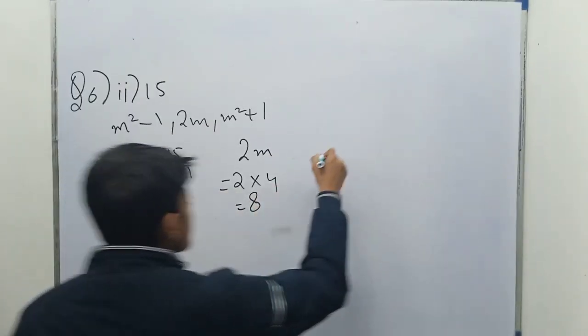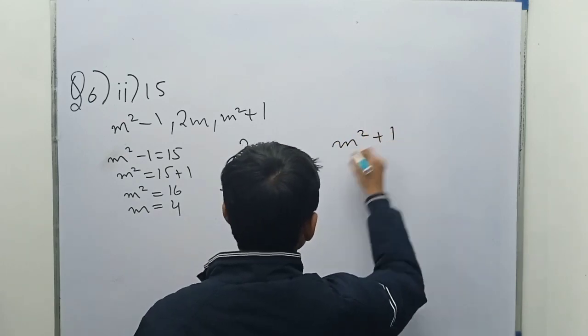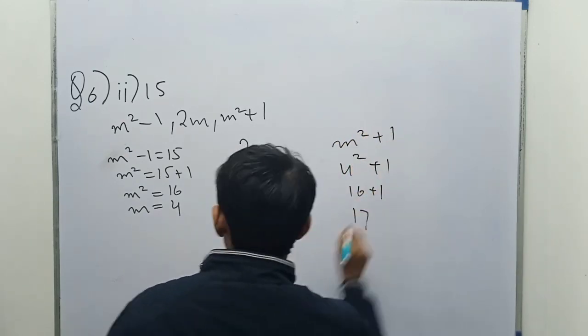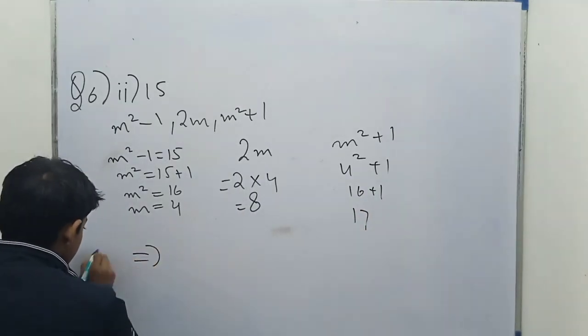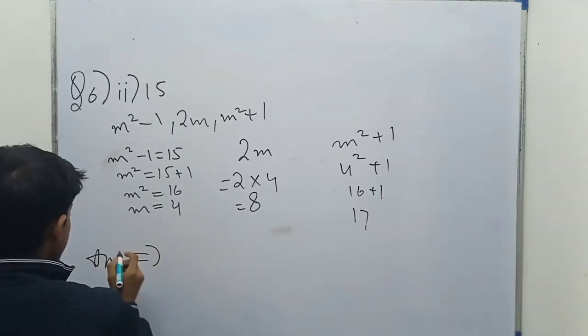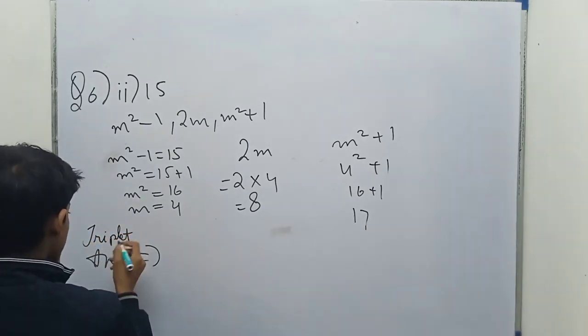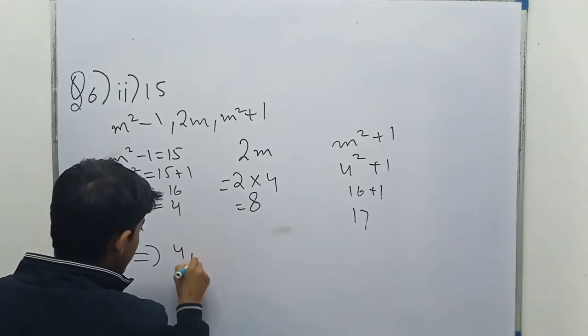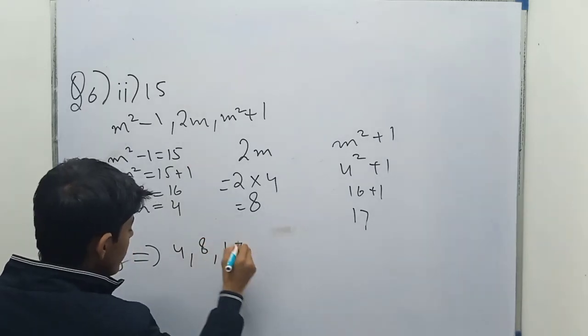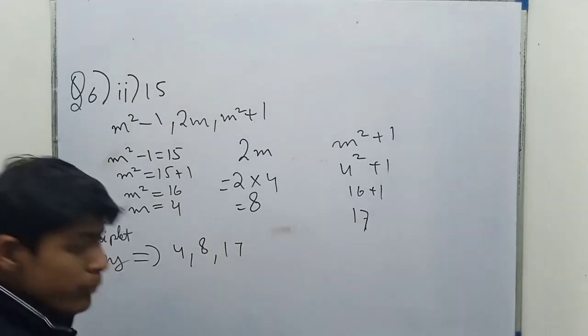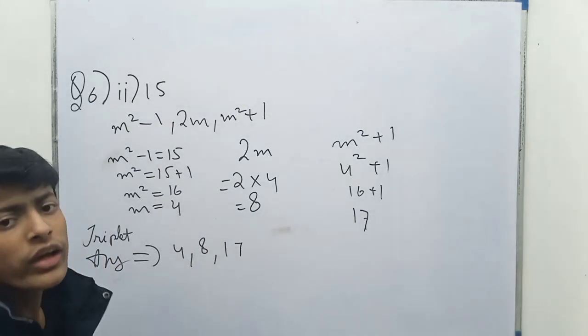Eight. 17. Our triplet is: answer, triplet 8, 15 and 17. Yes.